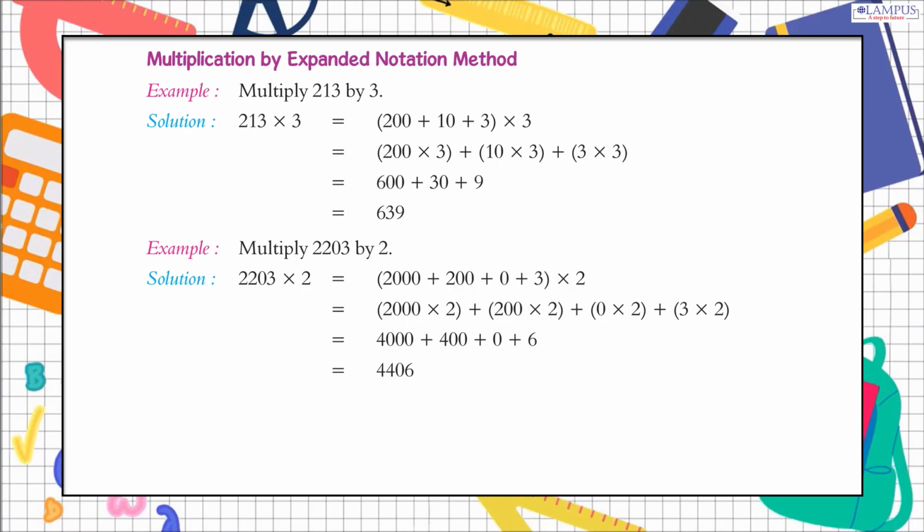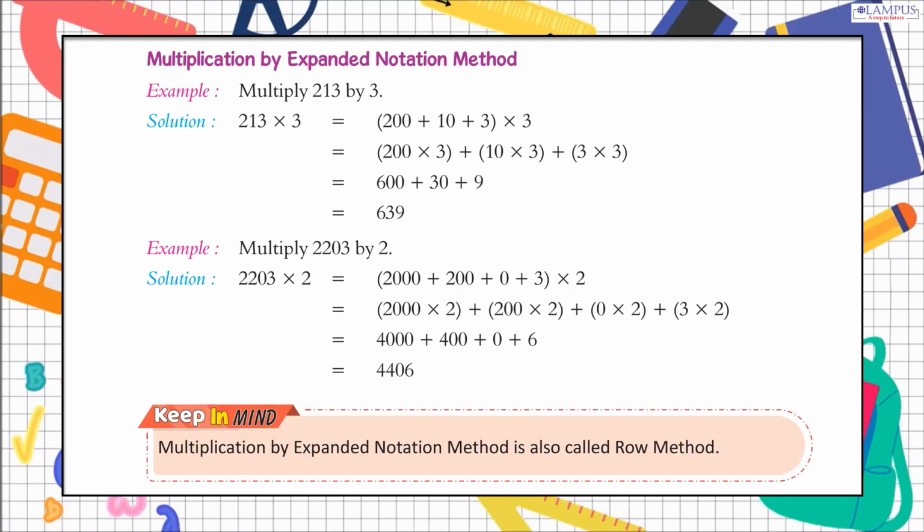Example: multiply 2203 by 2. Solution: 2203 times 2 equals (2000 plus 200 plus 0 plus 3) times 2 equals 2000 times 2 plus 200 times 2 plus 0 times 2 plus 3 times 2 equals 4000 plus 400 plus 0 plus 6 equals 4406. Keep in mind, multiplication by expanded notation method is also called row method.